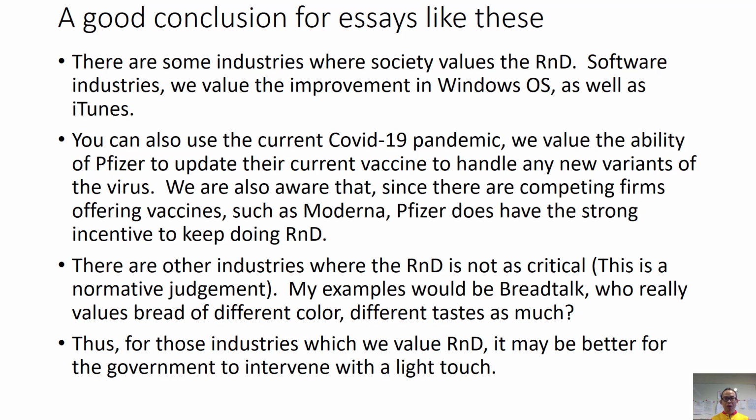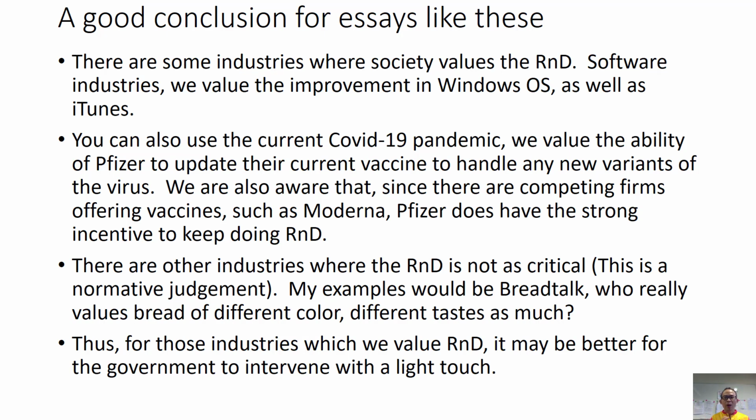However, we do understand that if Pfizer, the firm that came out with the first vaccine, doesn't have the supernormal profits, they will not be able to come up with a vaccine so quickly. They will not be able to invest in the huge sunk costs that are necessary to do R&D. And furthermore, we also want Pfizer to constantly update their current vaccine to handle any new variants of the COVID-19 virus. So this is where we really value the R&D.